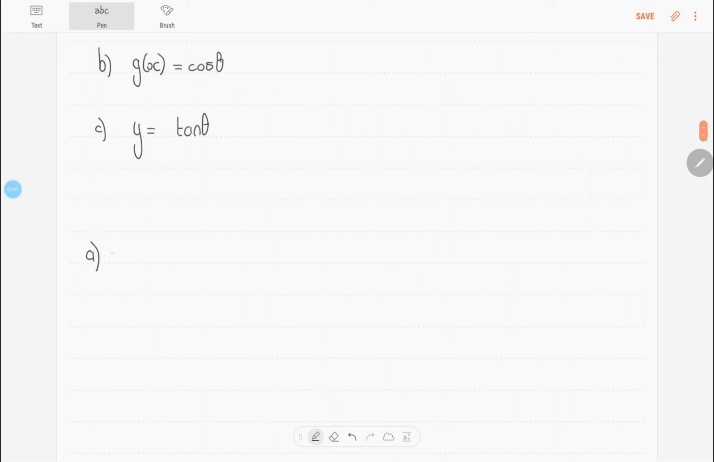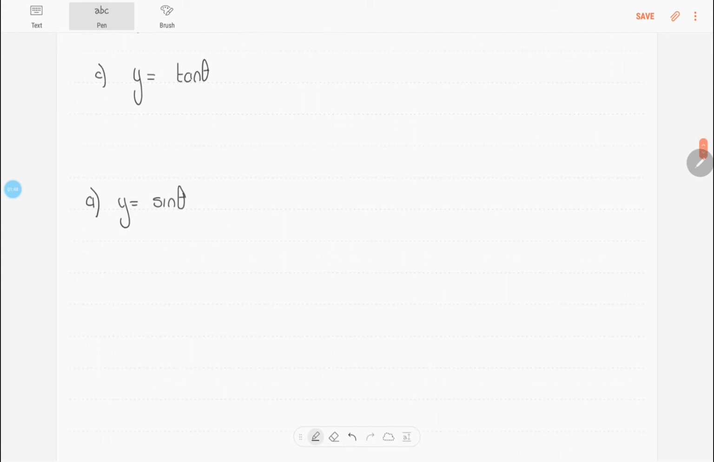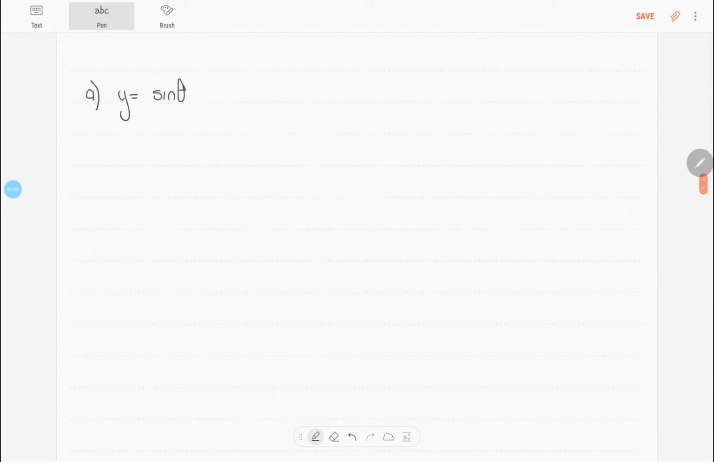Alright, so let's start with A. We're going to look at our sine graph. So y is equal to sine of theta. Theta can also be anything, just a placeholder, right? It could be a beta, it could be alpha, could be x, could be y, could be whatever. It's just a variable. Okay, cool. So how we start off with our sine graph, we draw in our 2 axes, our x and our y axis.